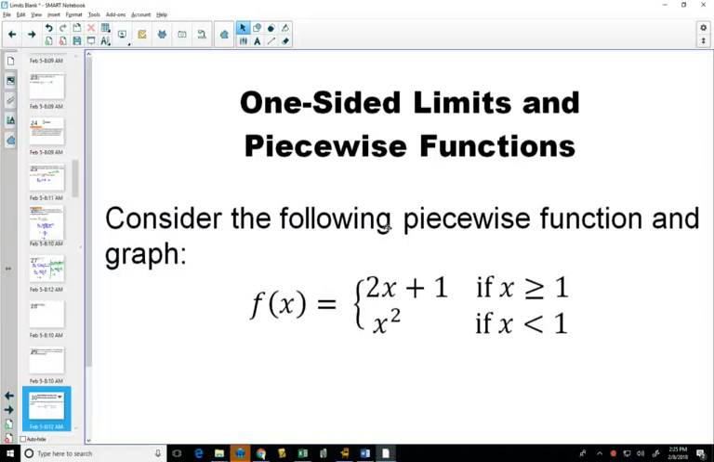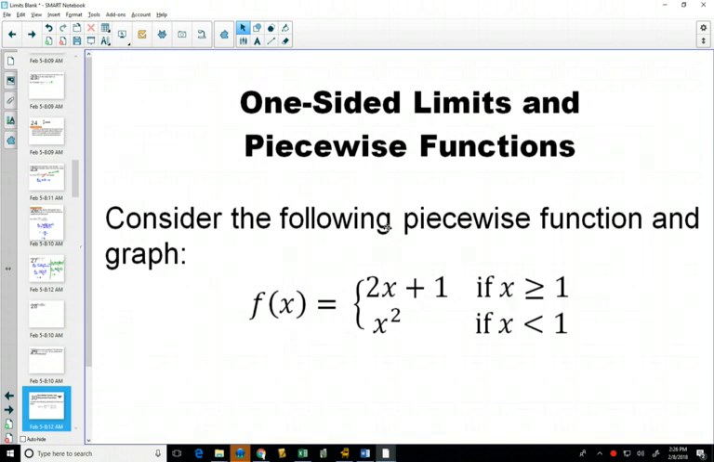Today we're going to get introduced to one-sided limits and piecewise functions. I don't know if you've ever seen a piecewise function. Well, I know you've seen piecewise functions before, but I don't know if you've seen them in this form. The reason I know that you've seen piecewise functions is because you've seen the graph of an absolute value of x, sort of that V-shaped one.